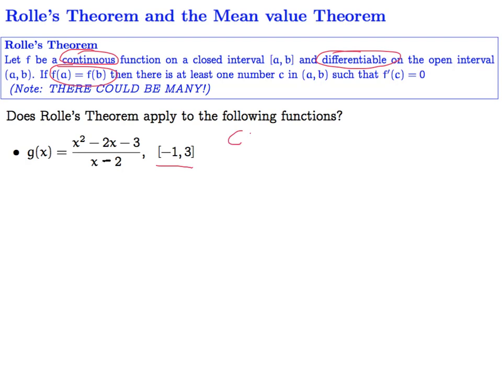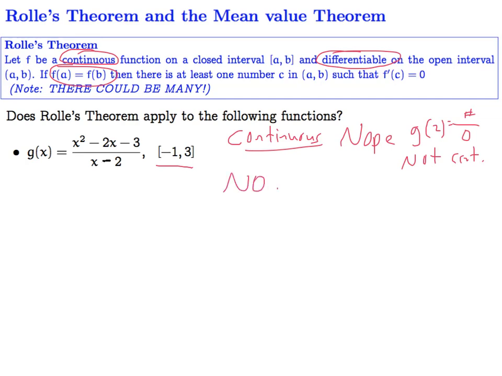First of all, is this function continuous? Nope. Because if we try to take g of 2, we're going to get a number divided by 0, so this function is not continuous. Okay, so Rolle's theorem does not apply. Let's look at another example.